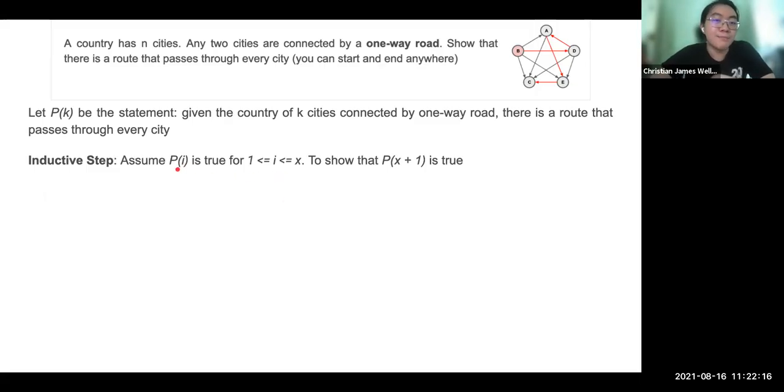So let's assume P(1) is true for everything from 1. Remember, the base case I started off with was 1, so I didn't put 0 here. I want to show that P(x+1) is true, that the next step is true.